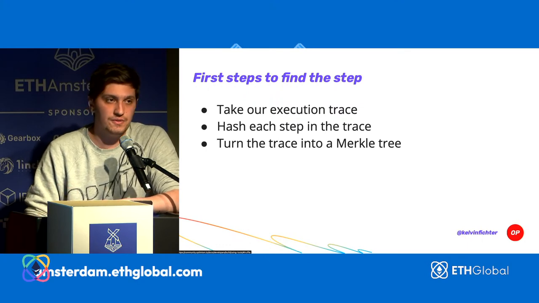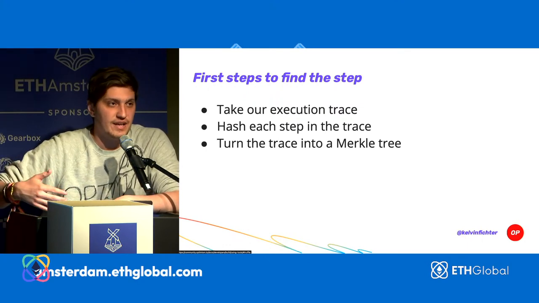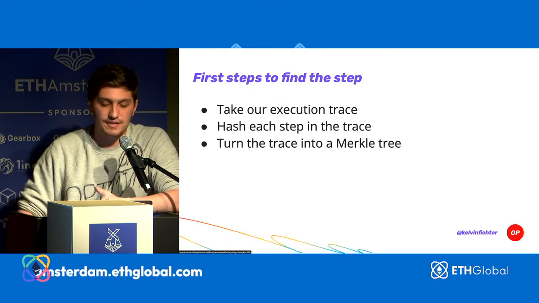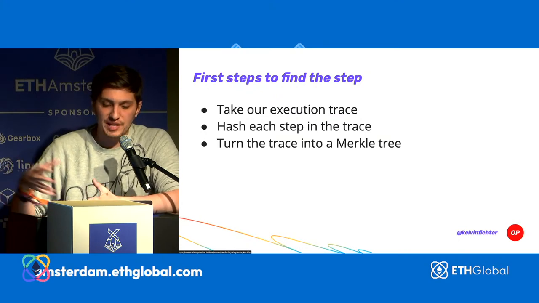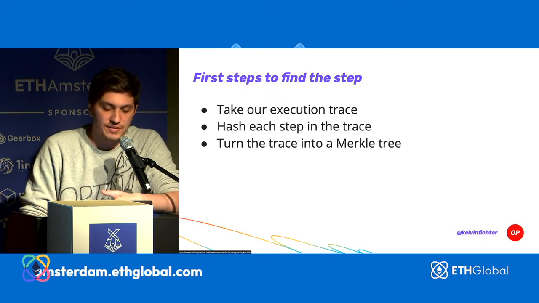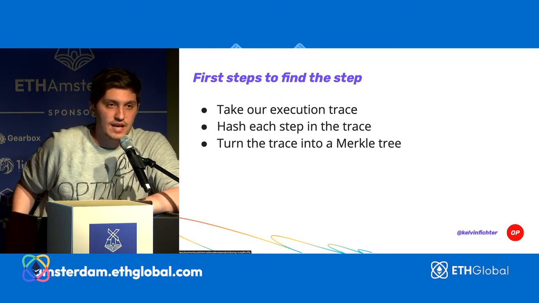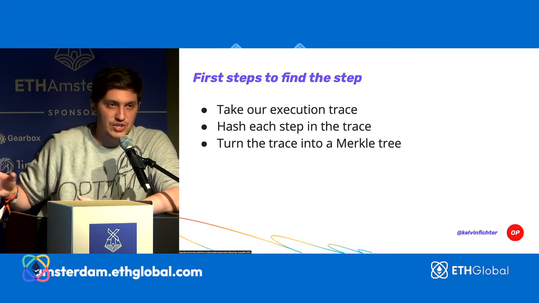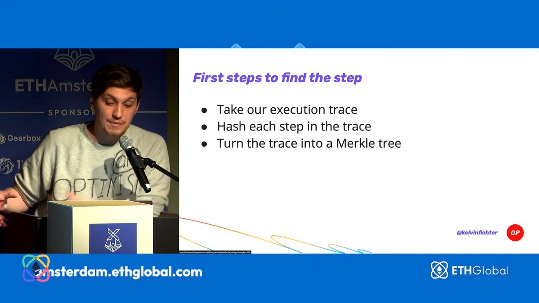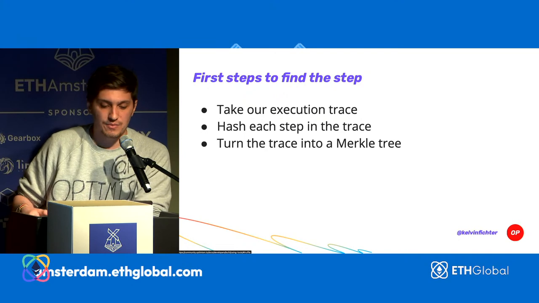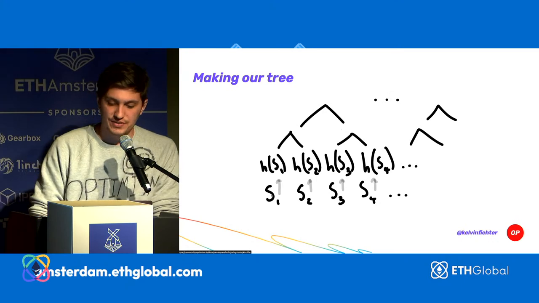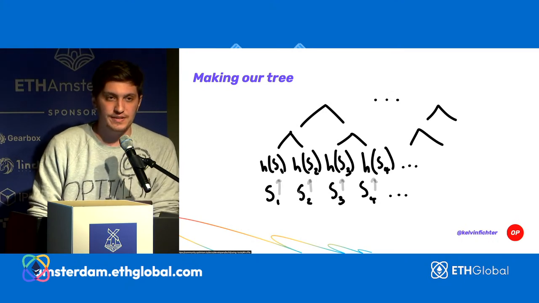So you want to figure out how you and your adversary, the person who published this claim about the state of layer two, can play a game and figure out where this first disagreement is. The process is that we generate our execution traces, and we generate a snapshot of the machine state at every single execution step. Then we hash those snapshots and generate a Merkle tree out of them.